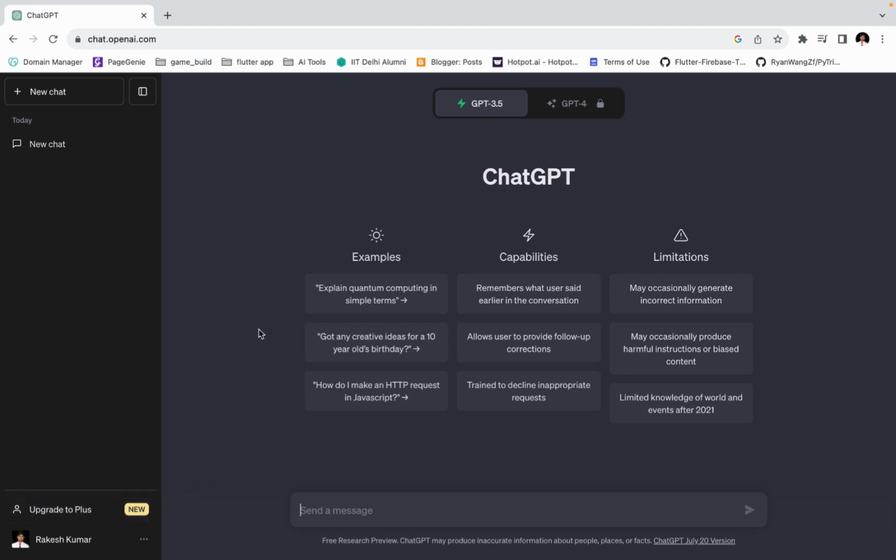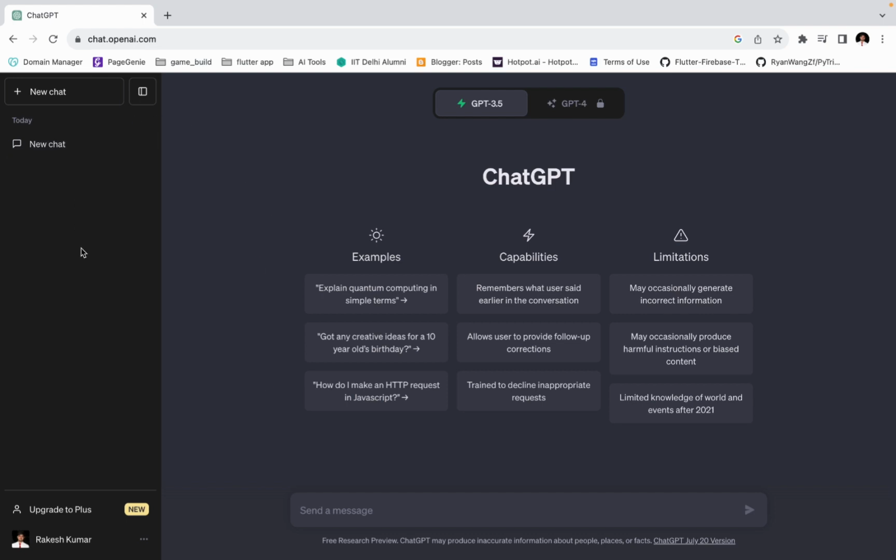I'll tell you first that there are three things in ChatGPT which you have to know before using it. First is that you are using ChatGPT 3.5 currently. For ChatGPT 4 you have to buy a plan. In ChatGPT 3.5, which is free, one is the main interface in which you can send a message and get the response from ChatGPT.